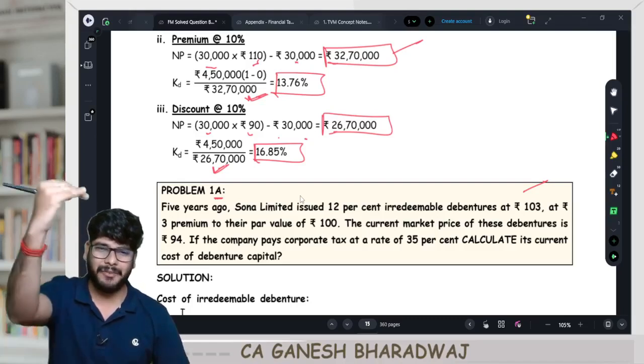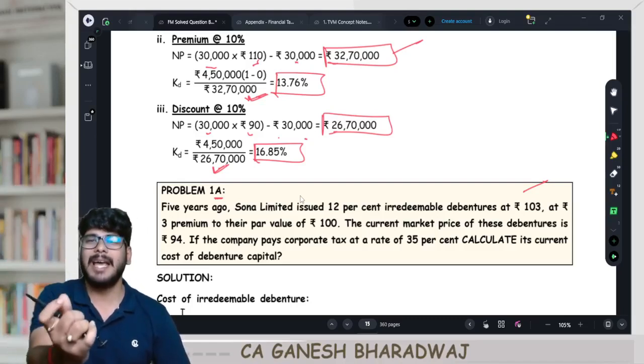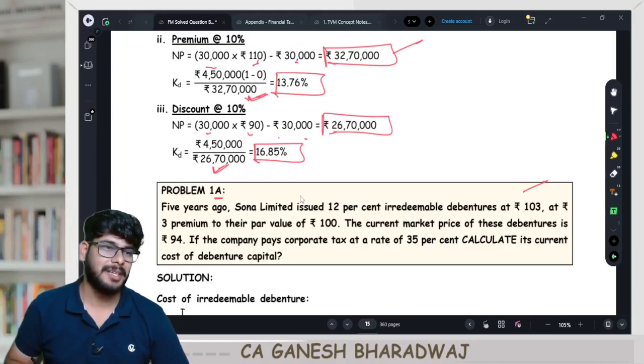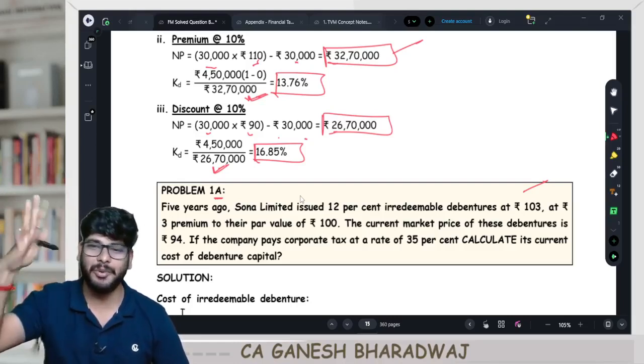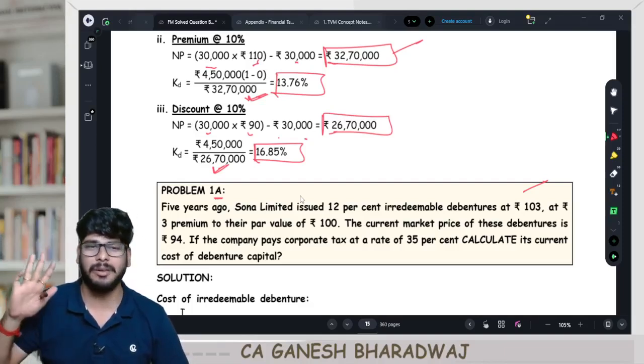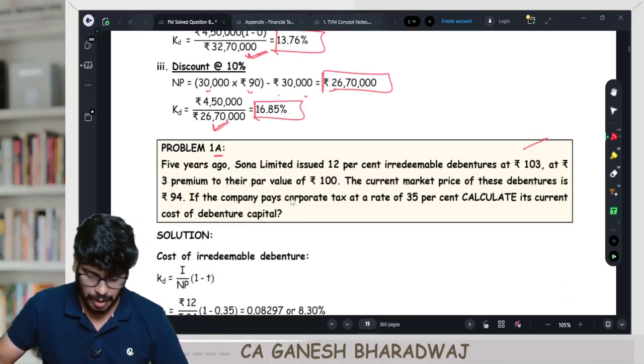The reason is it is very similar to question number 1, except for one minor change. Tomorrow when you're revising, if you look at this minor change alone, you are sorted for the sum. You need not go through the entire sum once again. What is that? I will tell you right now.